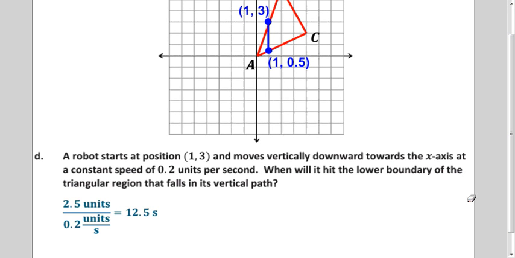We know that time is just distance divided by speed. So we end up with 12.5 seconds.